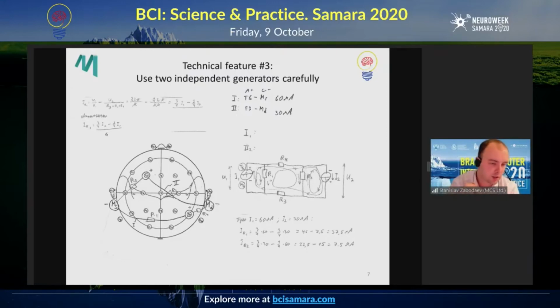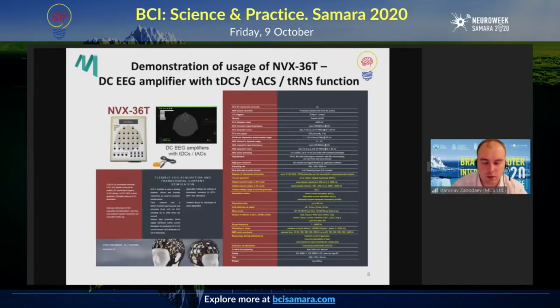So if you need to stimulate, let's say, F3 and T6, then you can connect the anodes to F3 and T6, and you place a cathode more remotely. That is another technical issue that I wanted to raise.